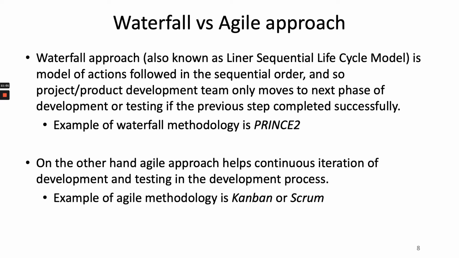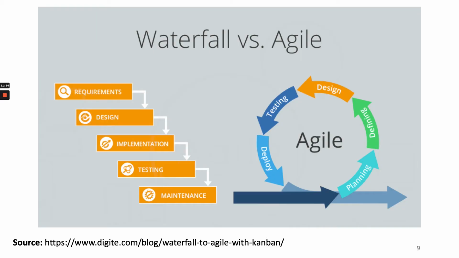On the other hand, the agile approach allows continuous iterations of development and testing in the development process. Examples of agile methodology are Kanban or Scrum. Why is this important? The waterfall approach is a little bit older, and it says, I have an idea, I'll create some design, I'll manufacture the product, I'll test the product, I'll sell the product, and I will do some maintenance on it.